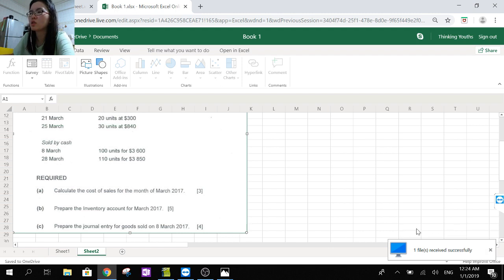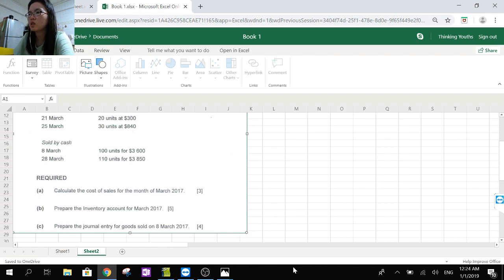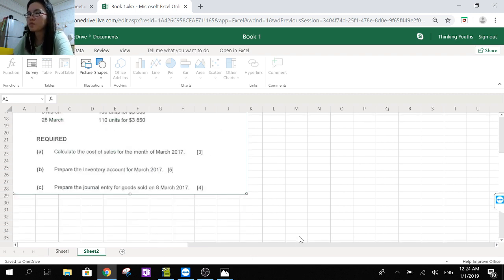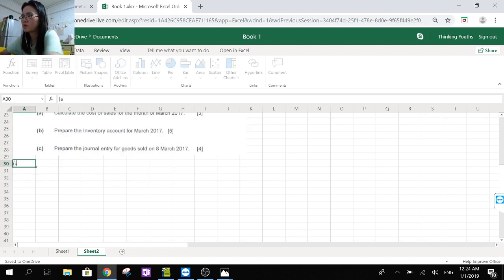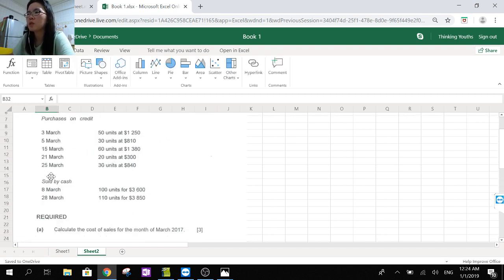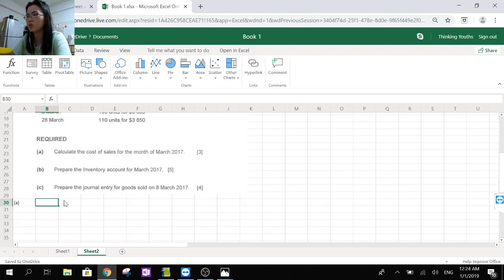So the cost of sales is trying to say the cost price of the batch of goods that you are selling. So, part A. The batch of goods that you are selling by cash is 100 units, but this 100 units for 3,600 is actually the selling price, not the cost price. So the cost of sales is always referring to the cost price. So you need 100 units.